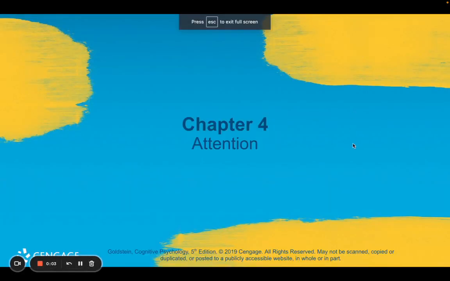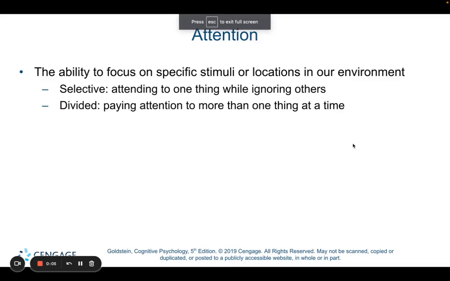Chapter 4 is about attention. Attention is our ability to focus on a specific stimuli or location in our environment. We can engage in selective attention or divided attention. Selective attention takes place when we attend to one thing and we ignore everything else around us.